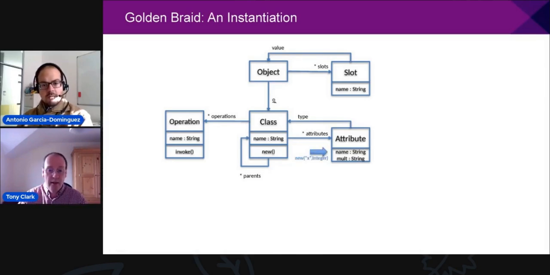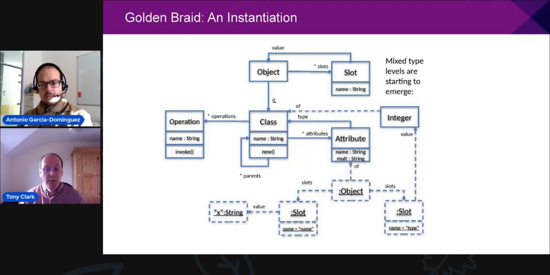So let's have a look at how that might work. We'll send a new message to attribute. We want an attribute called X with the type integer. So what happens? Well, it's going to get redirected through the of link to the object which it's an instance of, which in this case is class, and that finds an operation called new because we've seeded it with that, and then that will create a bunch of objects.